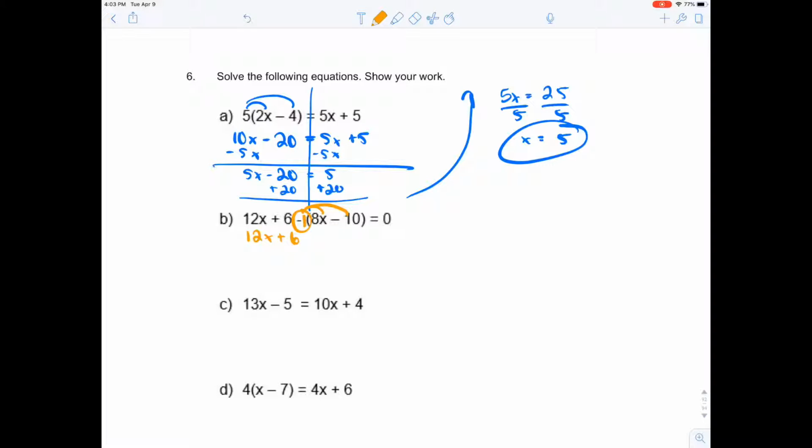12x plus 6, -1 times 8 is -8x. Sorry, -1 times 8x is -8x. -1 times -10 is +10. And we, of course, know this is equal to 0.